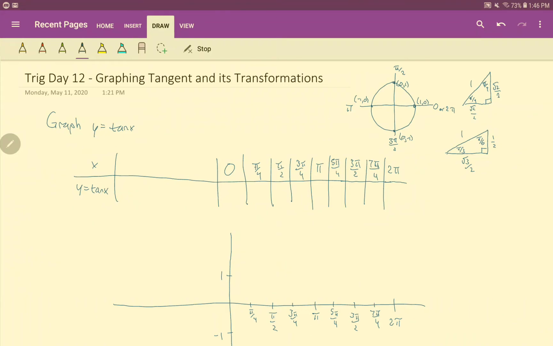Alright, fasten your seatbelts, folks. We're going to take a look at graphing tangent and its transformations today. Yes, we're going to try and get through all the transformations here. We'll see how it goes. So bear with me here.